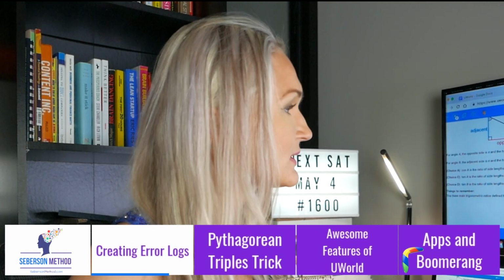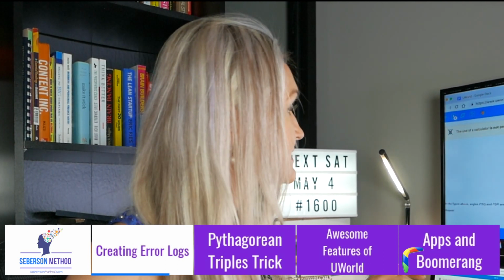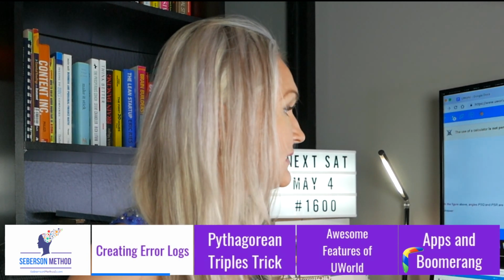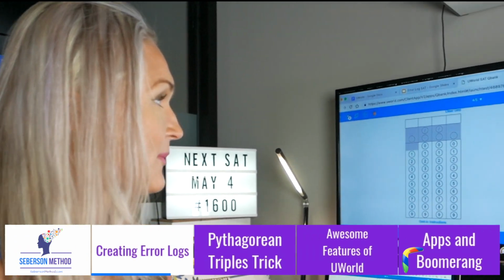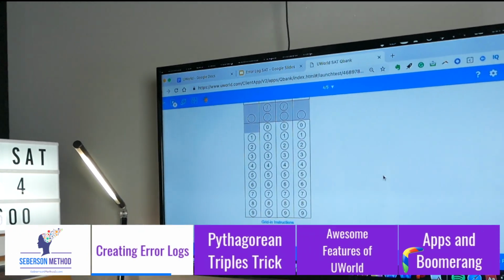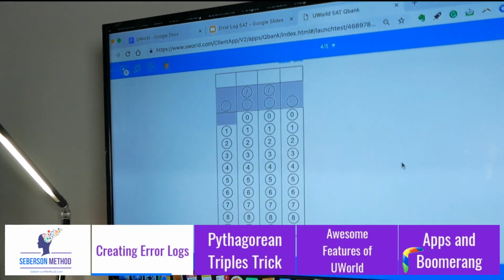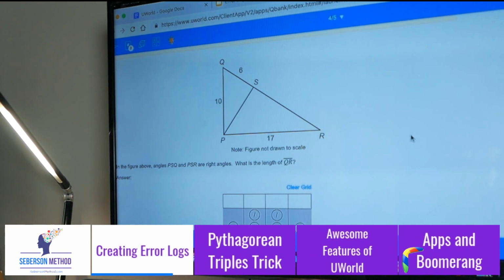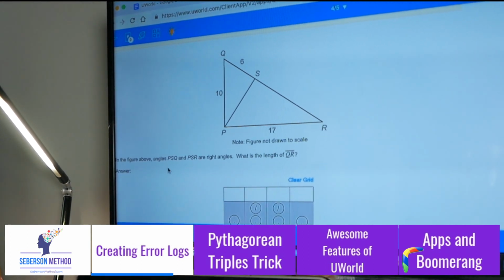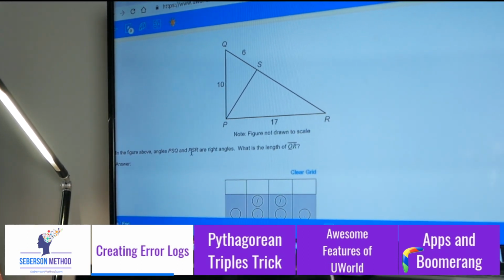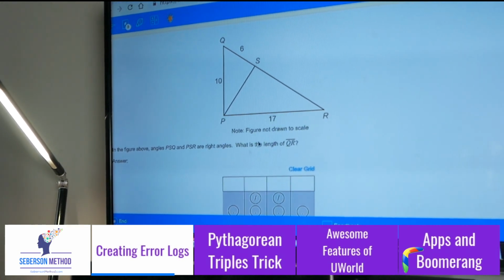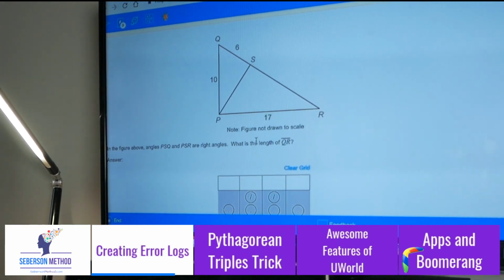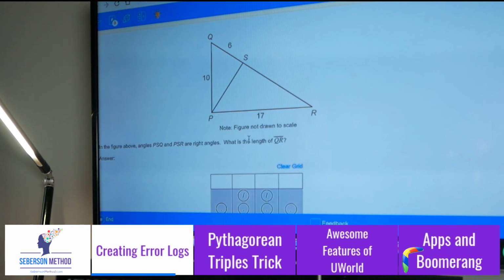Next, we're going to go to the next screen. Well, this is a typical grid-in, and I'm really happy that UWorld is trying to replicate a grid-in experience, which makes it super fun. In the figure above, angles PSQ and PSR are right angles. Okay, good. And what is the length of QR?